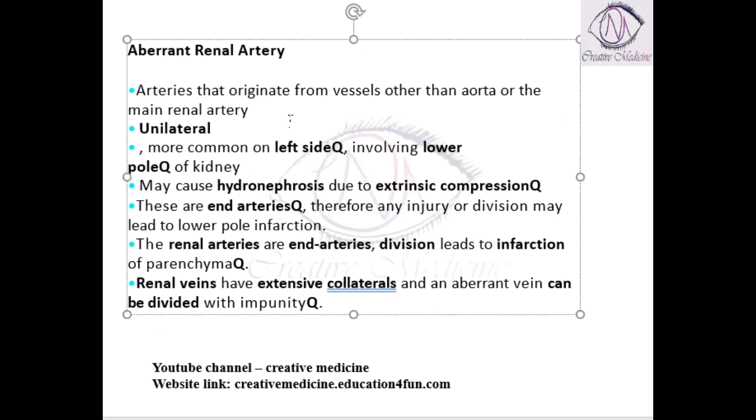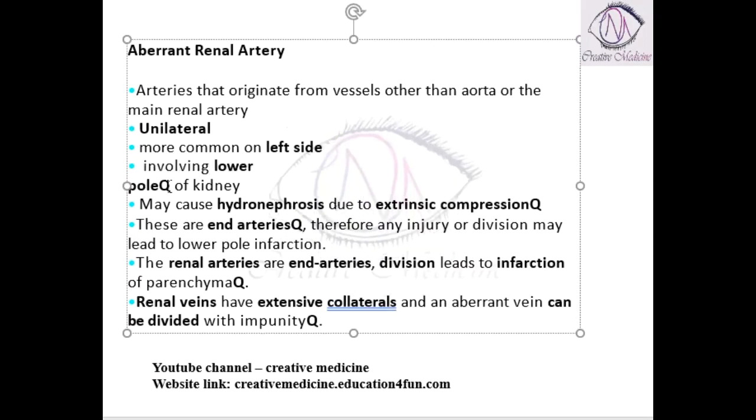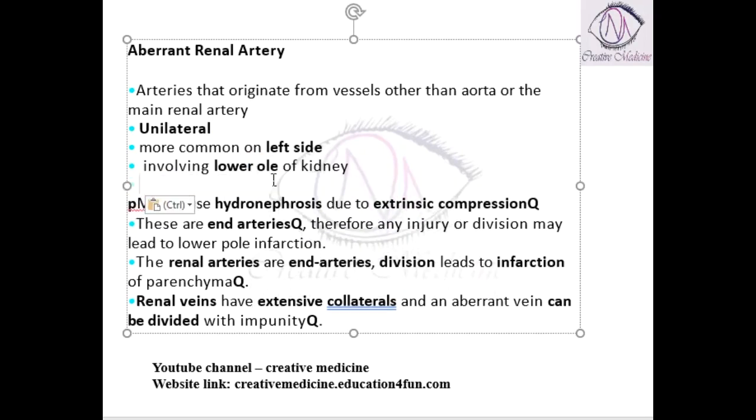So this aberrant renal artery is a unilateral condition which is seen more commonly on the left side. And here this aberrant renal artery is actually involving the lower pole of the kidney. It is most commonly seen on the left side and it is involving the lower pole of the kidney.